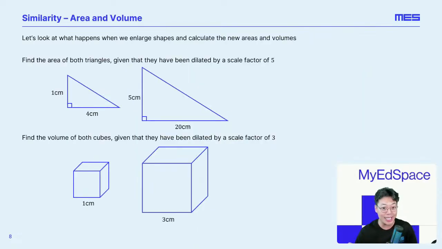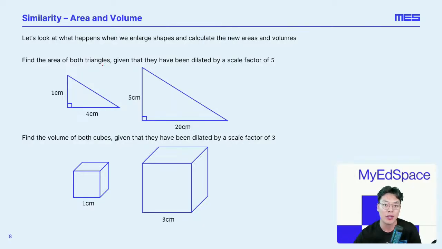We're going at a really good pace here. Let's check out area and volume. Now, this is where it gets really exciting because we're no longer just worrying about the one-dimensional lengths. Now we're going to start entering two-dimensional and three-dimensional territory. And this is where similarity gets really interesting and exciting. Let's look at what happens when we enlarge shapes and calculate the new areas and volumes.